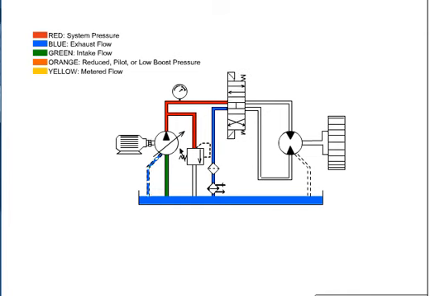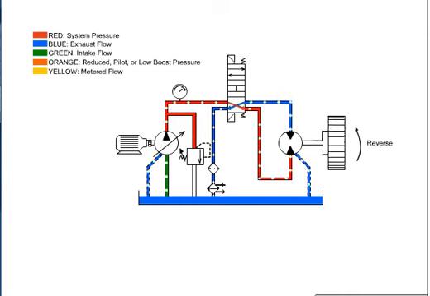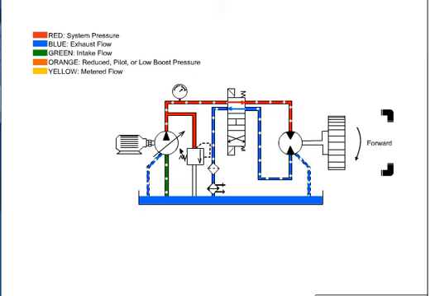The variable pump will now allow for variable output speeds from the hydraulic motor. If the hydraulic motor rotation is restricted or stopped, the high pressure relief valve opens, protecting the system from overpressurization.